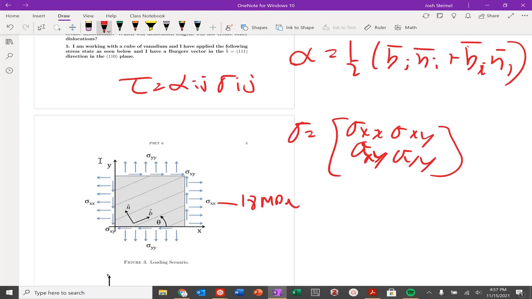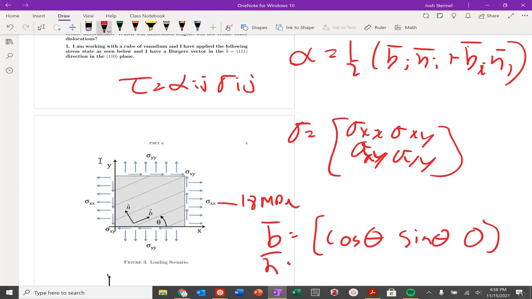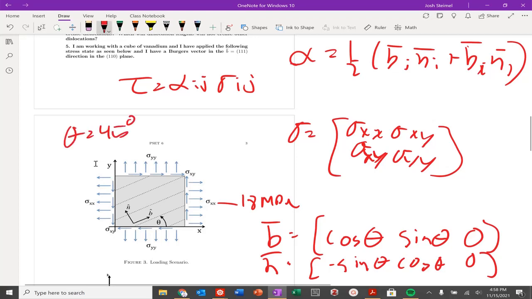So we have this angle here. If I resolve this and write B as a vector, it's going to be equal to cosine of theta, sine of theta, and then 0. And our N vector is just going to be equal to, so this is where hopefully we have our geometry ready, minus sine of theta and then cosine of theta and then 0. And we know that theta is equal to 45 degrees.